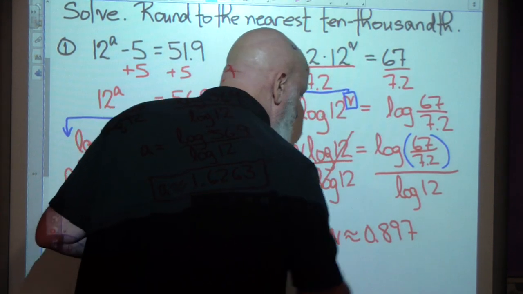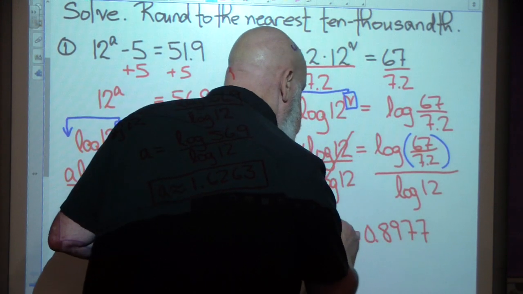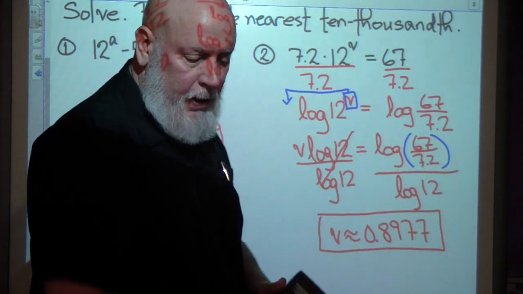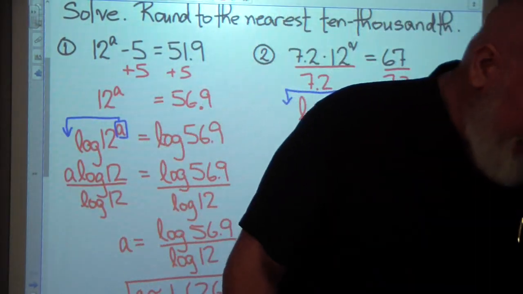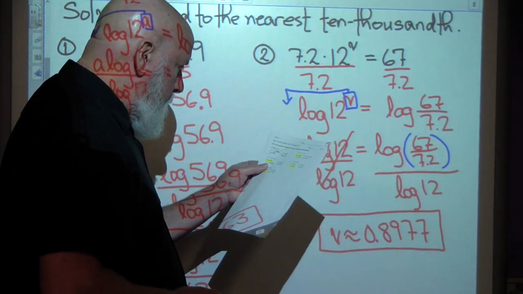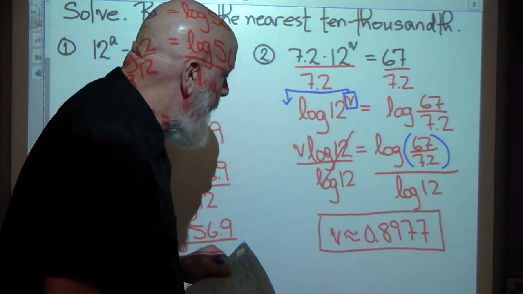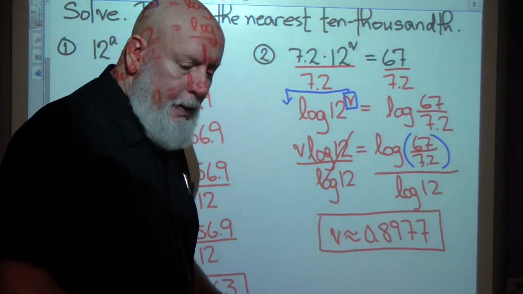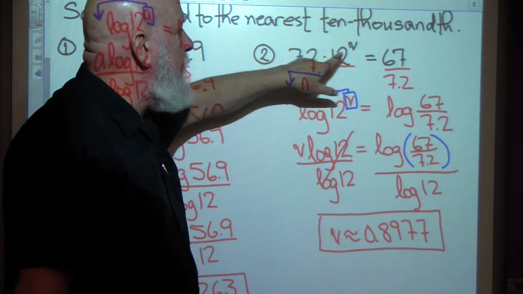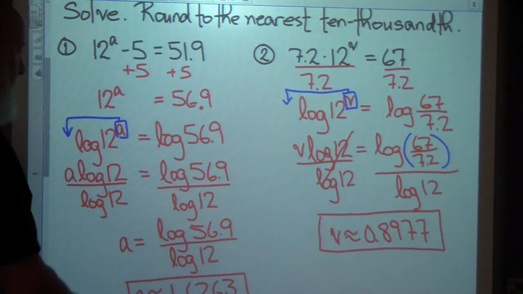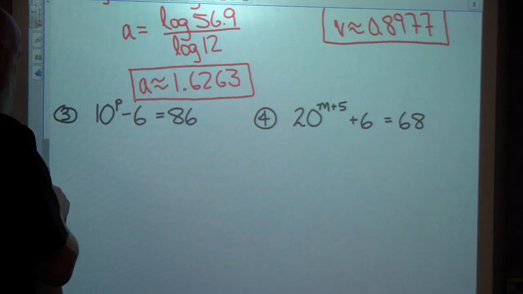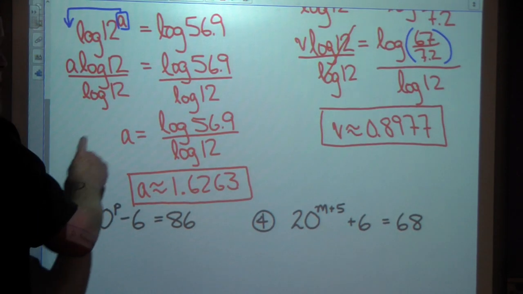And then check to see if I got it right. I hope I did. Otherwise, I'll have to go hunting for my mistake. Problem 2, 0.8977. Yay! So, see? That means if I raise 12 to the 0.8977 and then multiply it by 7.2, I'll get really, really close to 67. Neat little tool for solving equations that have variables in the exponent.